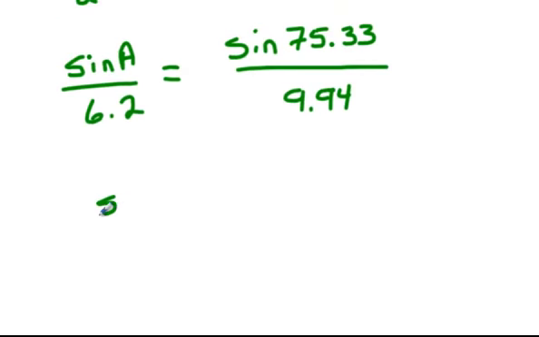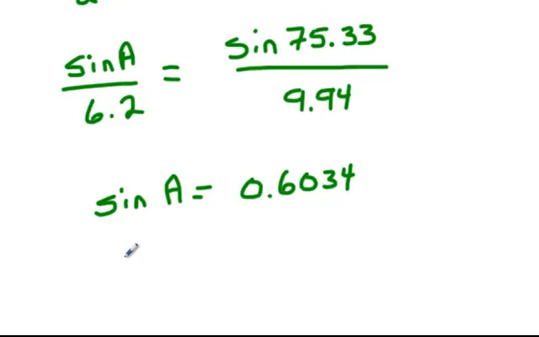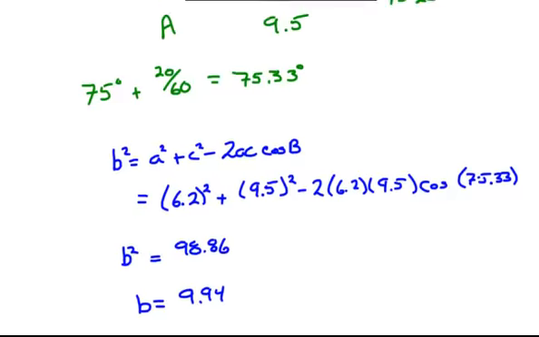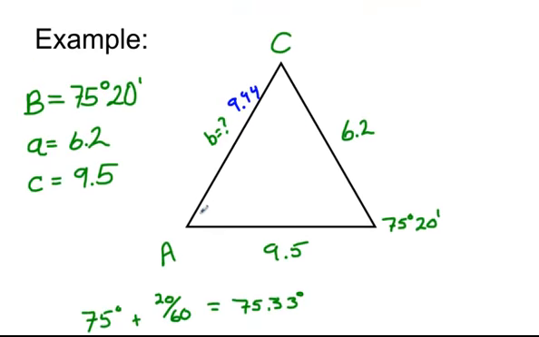Alright, when we do this, we end up with sine of A equal to what? It's going to be 0.6034. We get that from cross multiplying that 6.2 over and putting it into our calculator. Once again, we take the arc sine, and so we get that angle A is going to be 37.1 degrees. So angle A here is 37.1.